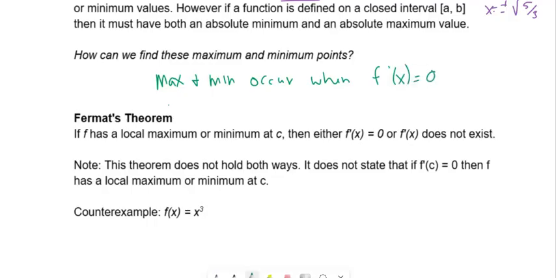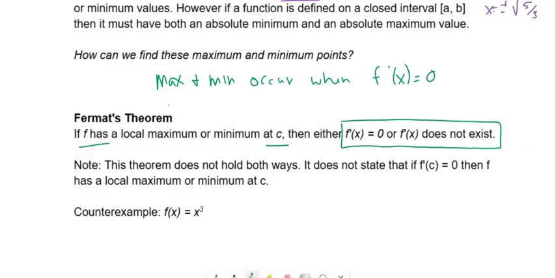is 0. Okay, so if f has a local maximum or minimum at some given value c, then, so these are the two cases, the derivative of the function is 0 or the derivative of the function does not exist.